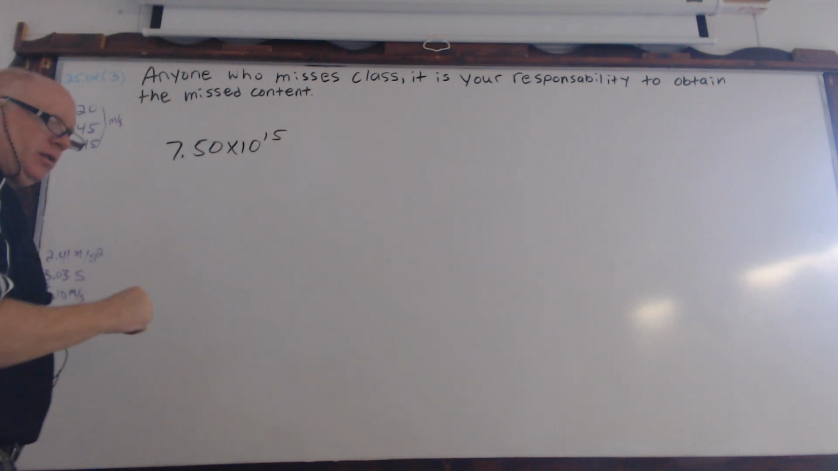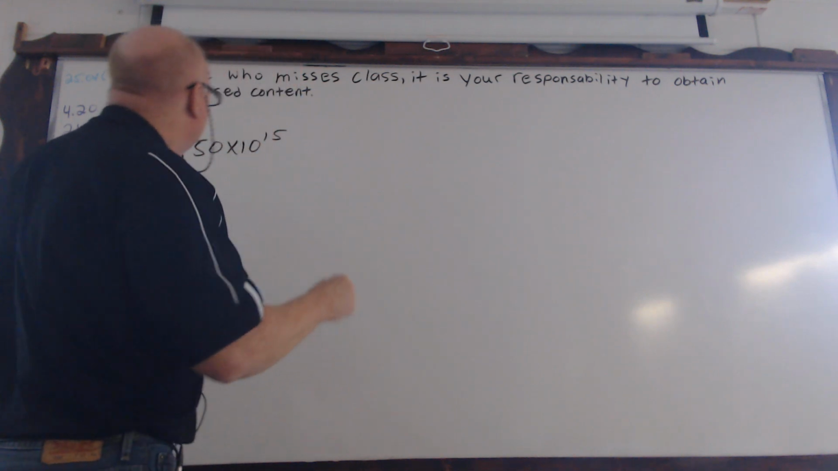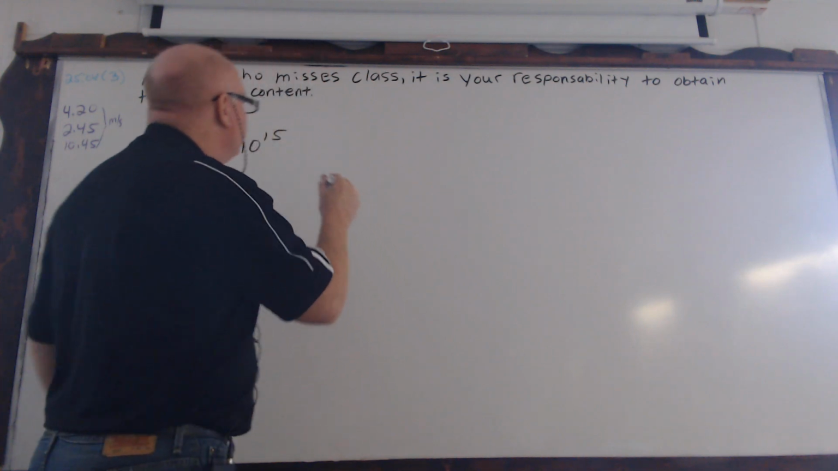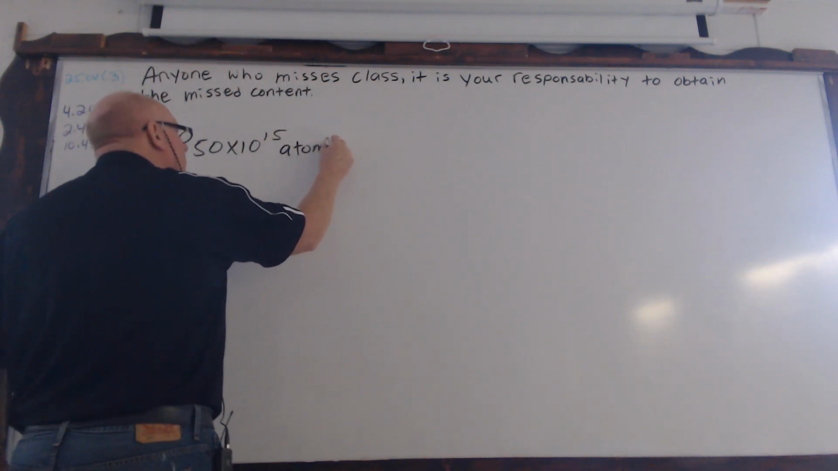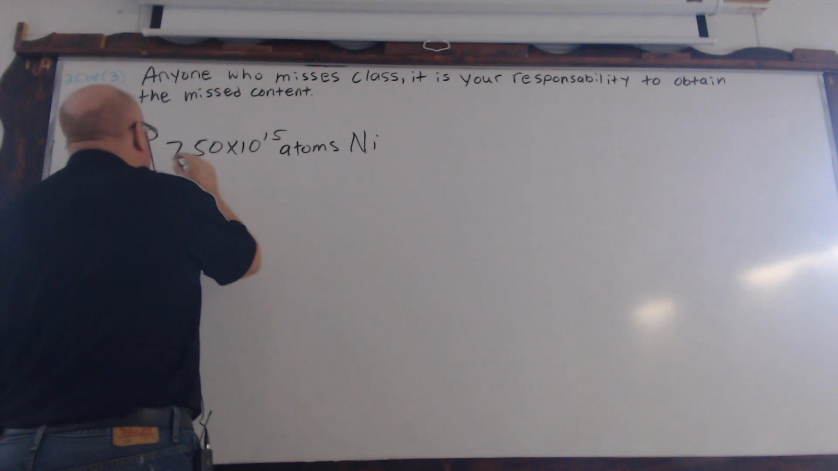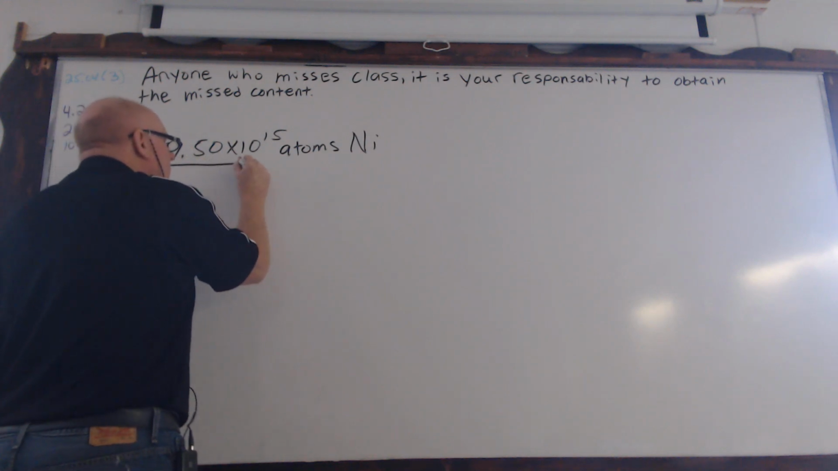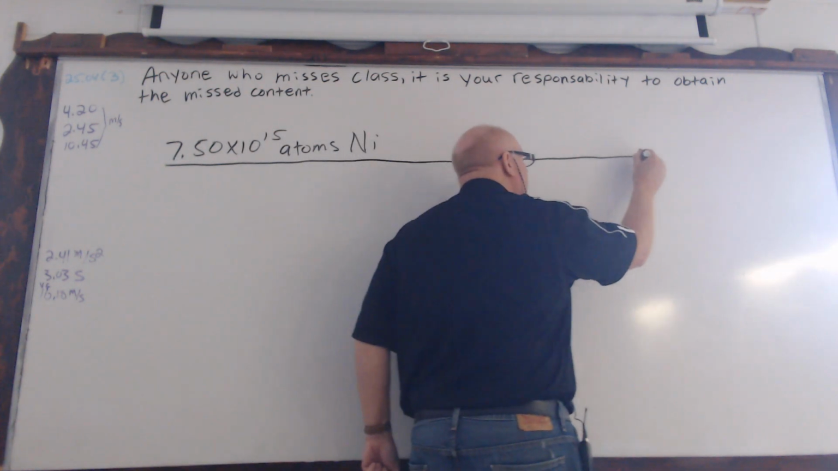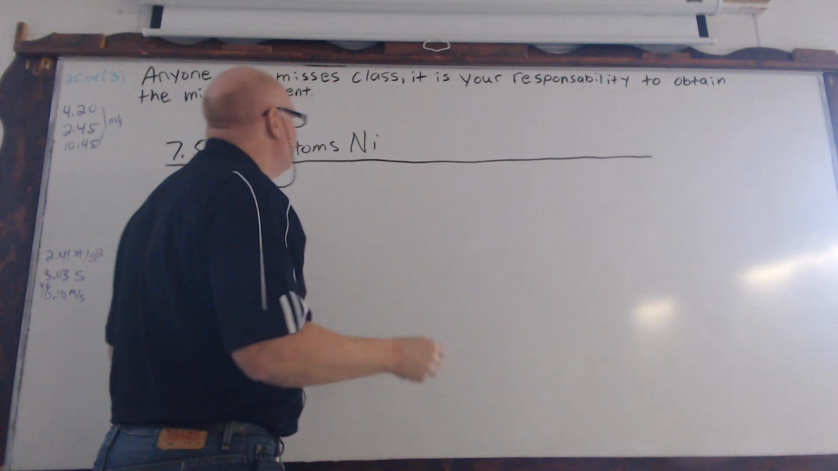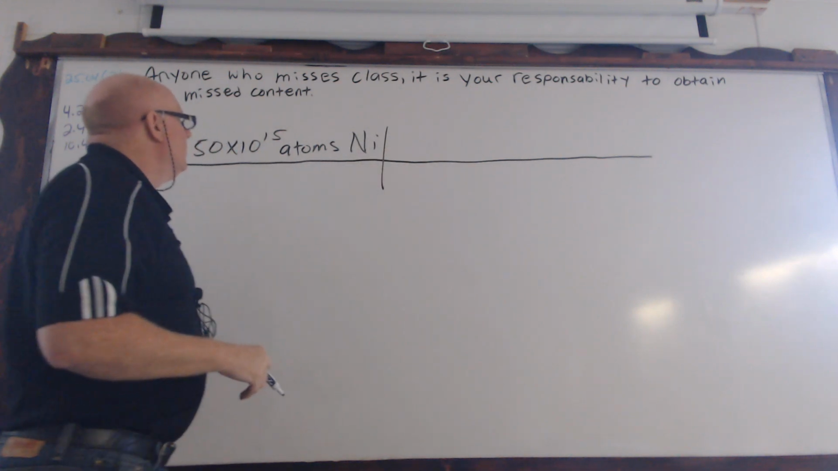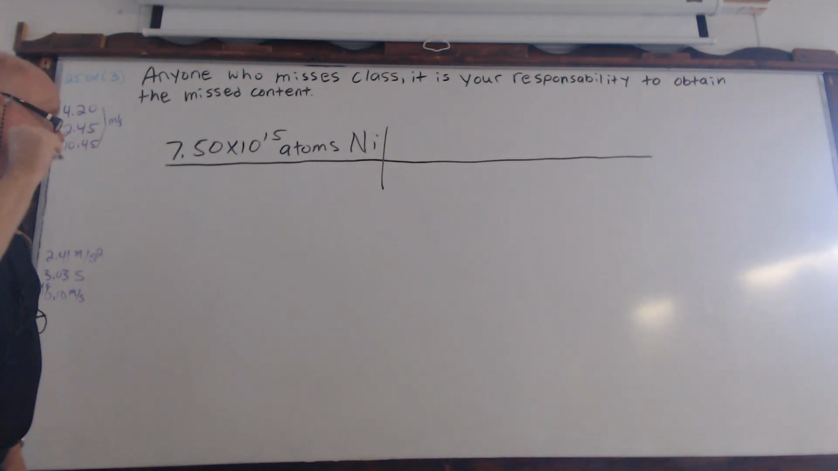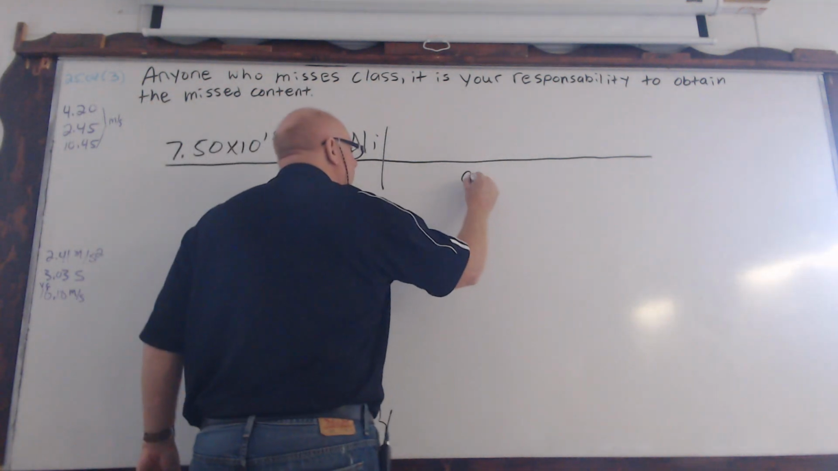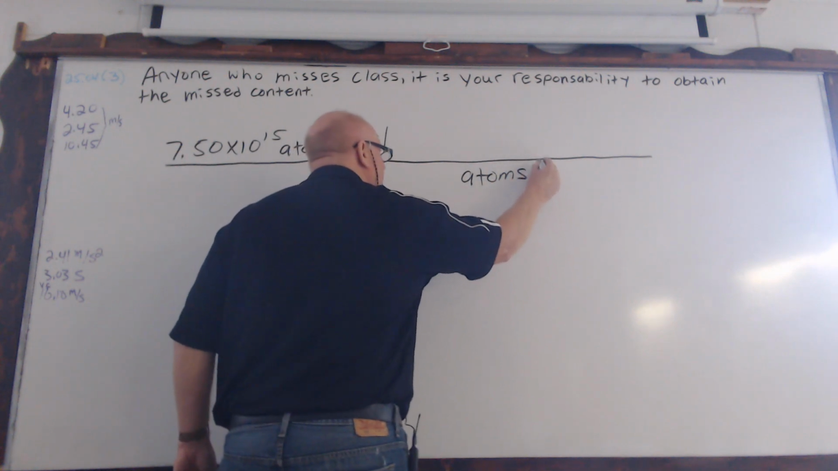And then our substance, nickel. So this is atoms. Okay, so there's step 1. Remember the prior problems we were doing were 2 steps. So how do we cancel atoms in our second step? You put it on the bottom with Avogadro's number.